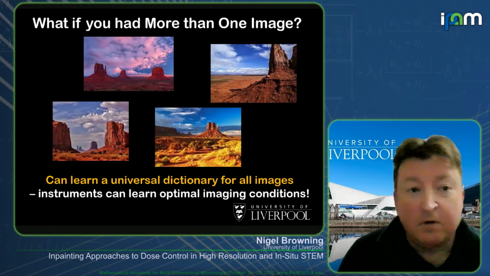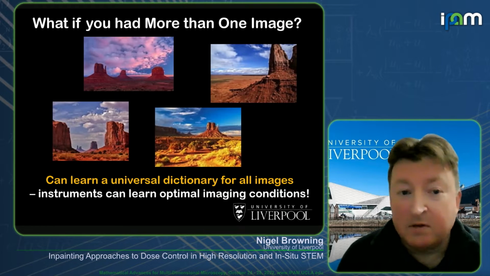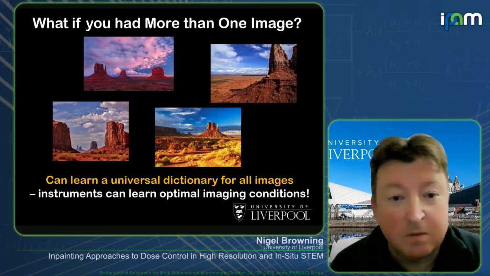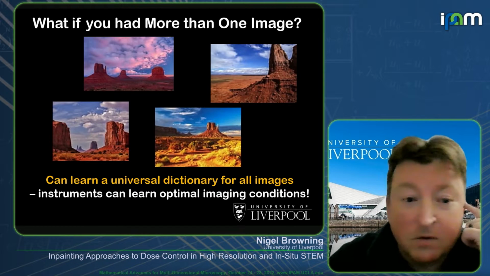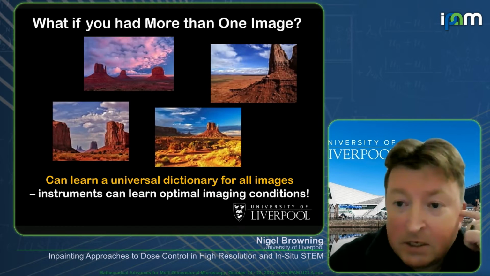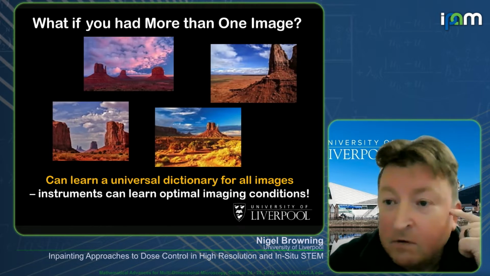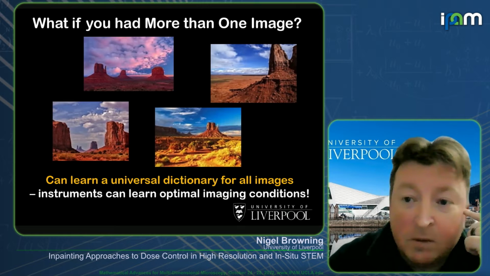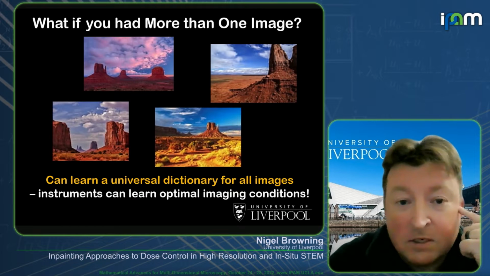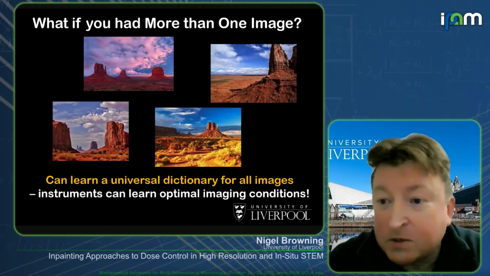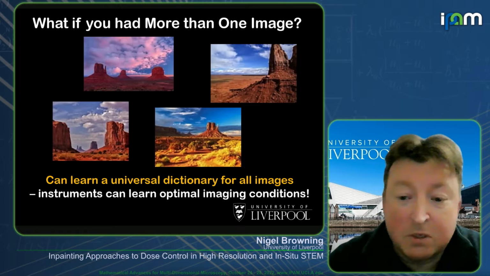Now, for electron microscopy, of course, we could then extend this a little bit further and say, well, what if we had more than one image? And here's just a few more images of Monument Valley in Utah pulled off the internet. And you can say, well, actually, we could generate what would be a universal dictionary for images of Monument Valley. And so every time that we wanted to reconstruct an image from there, we could take less and less data because we would have a very good dictionary to reconstruct all of these images.